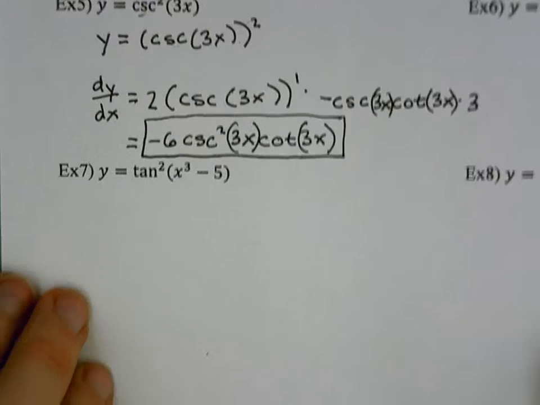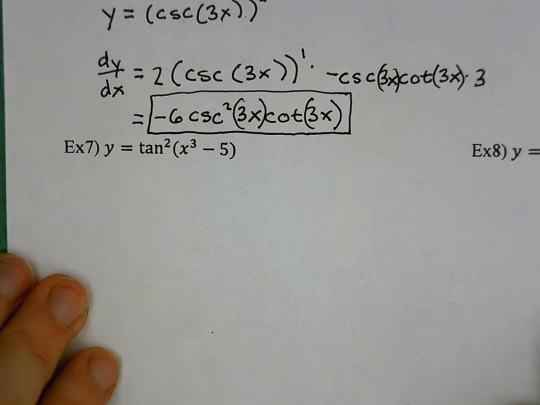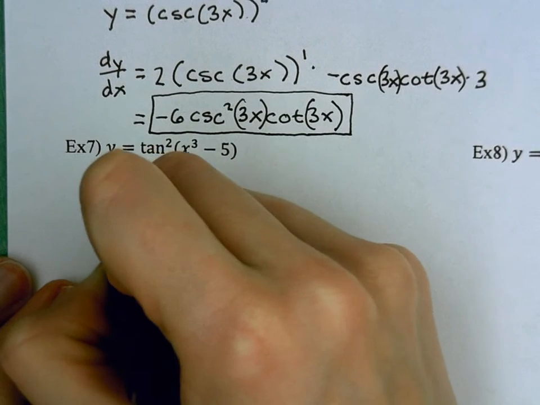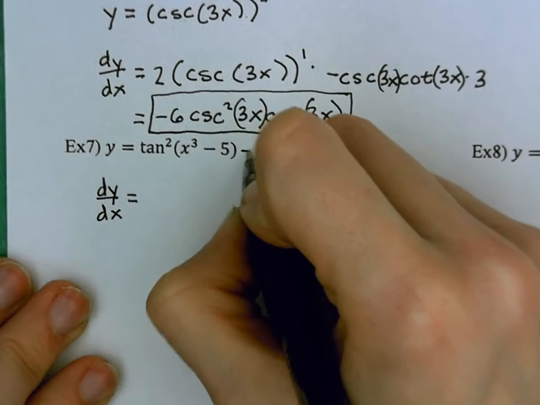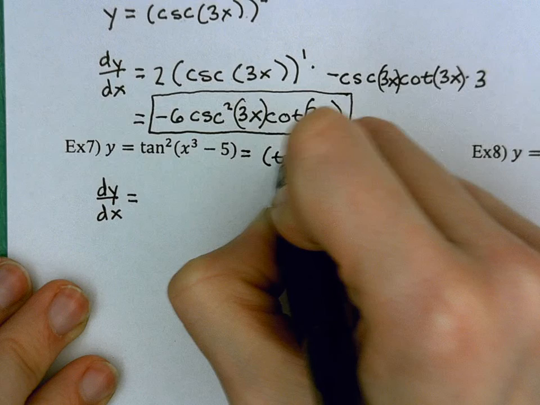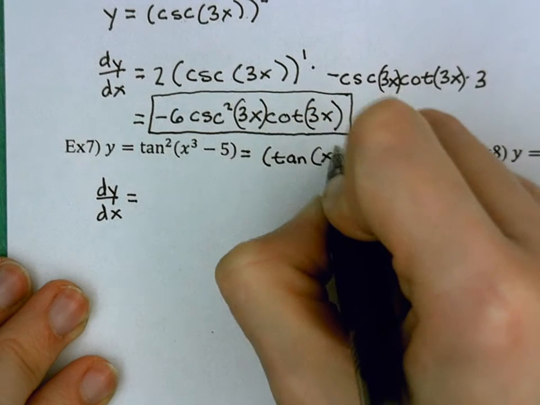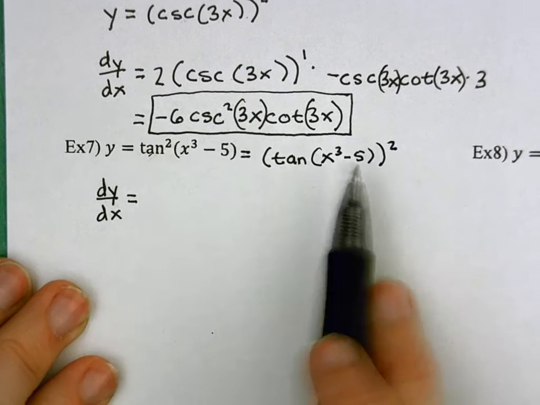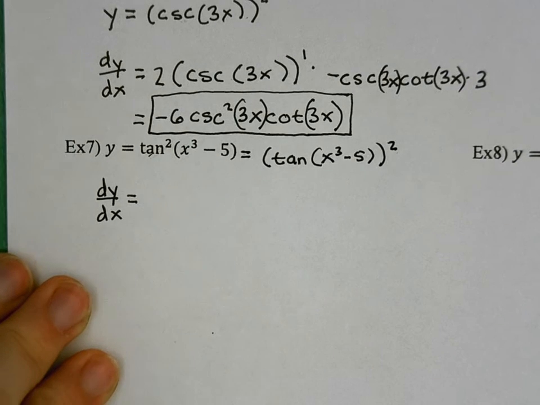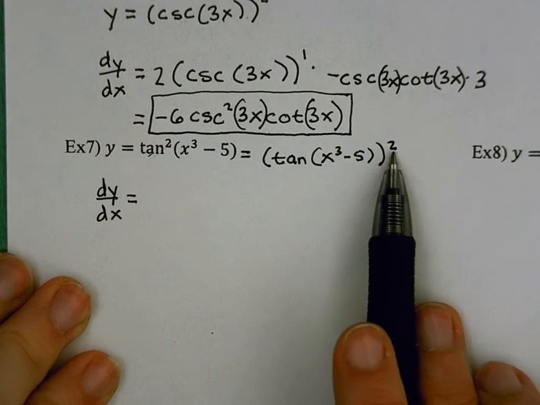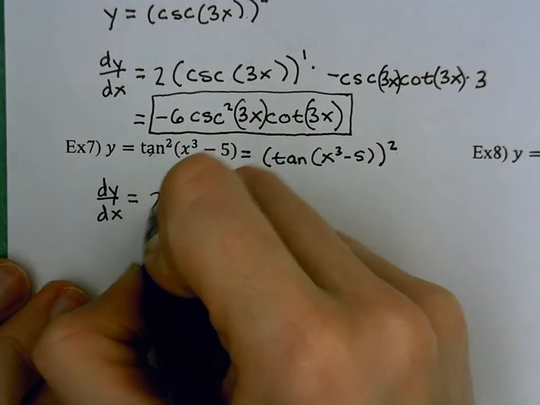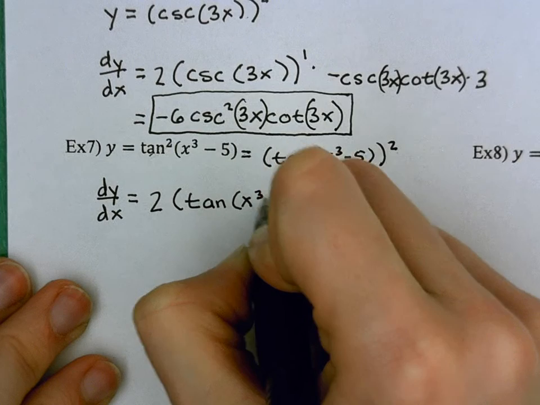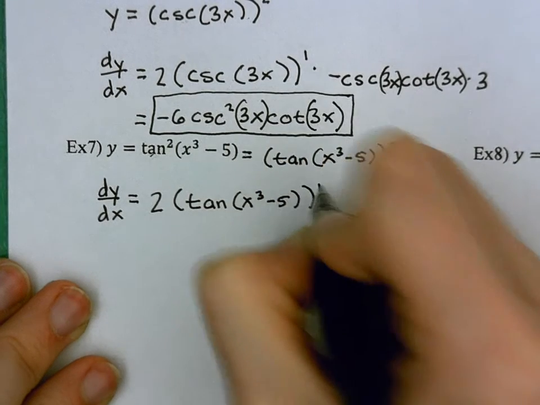Okay, try number 7 on your own, then restart it. Here we go. Number 7, we have dy dx equals, and then if I rewrote this, this would be tangent of x cubed minus 5 squared, because the squared is attached to the tangent, so it comes all the way to the outside. Okay, so outside first, let's take care of this squared. We're going to bring down that 2, leave the guts alone, and subtract 1 from the exponent.